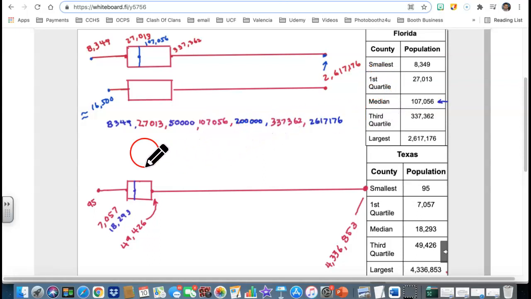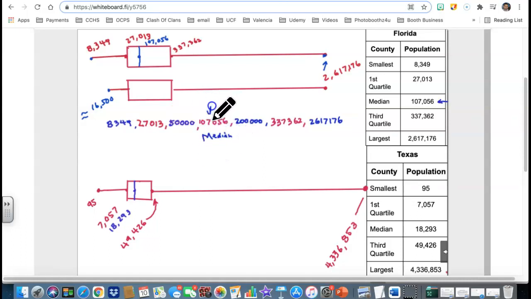So here we go. We count how many data points I have. I have 1, 2, 3, 4, 5, 6, 7. I have 7 values, which is an odd number of values. Then the middle value will be my median. So I got 1, 2, 3. So this is going to be my median.